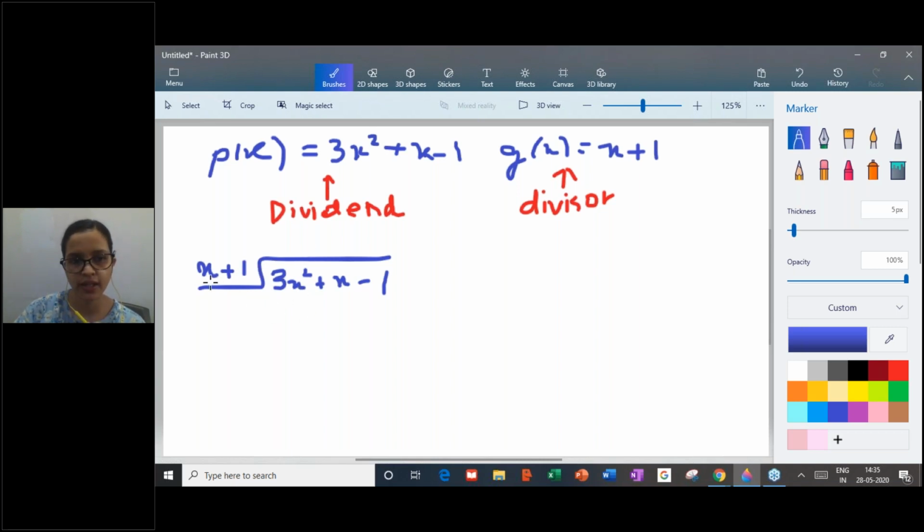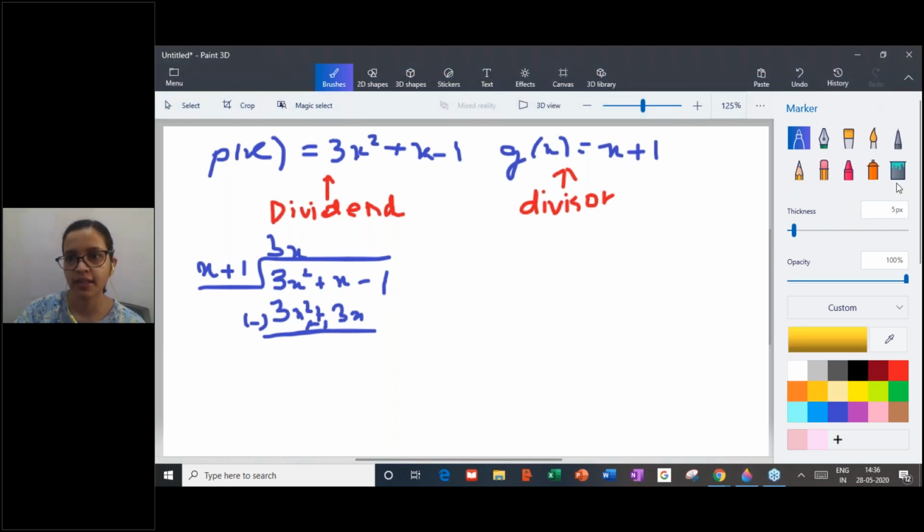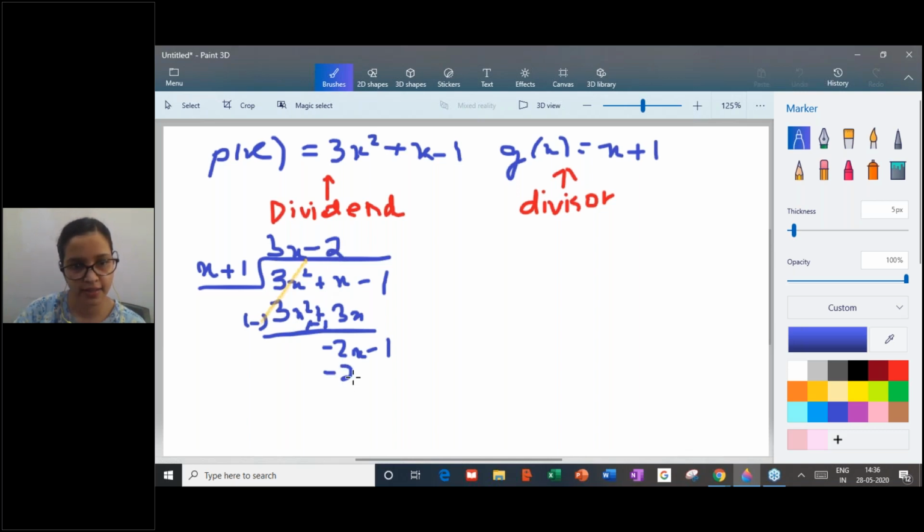To get 3x square here, you first multiply with 3x, so you'll get 3x square here, and the next term will be 3x into 1, which is 3x. Now sign change, subtract and sign change, so both are minus. Basically this will get cancelled and you are left with x minus 3x, which will be minus 2x minus 1. Then the second term, you want minus 2x here, so it will be minus 2. So you get minus 2x minus 2, and into plus 1 is minus 2. And you get the answer: this will be plus, this will also be plus, so 2 minus 1, 1.